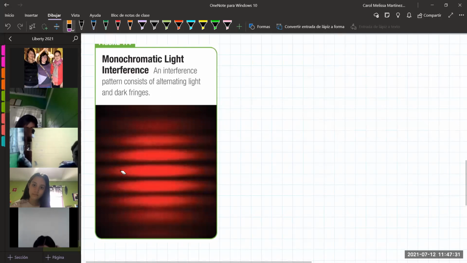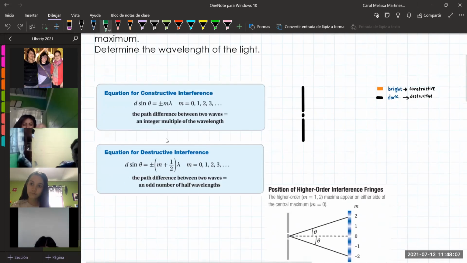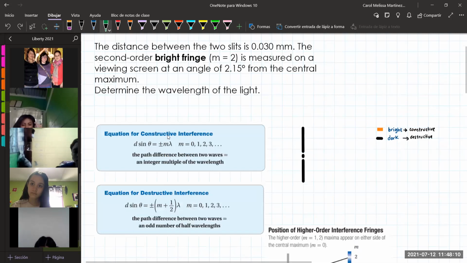And the dark spots represent destructive interference, because in the dark spots the wave is reduced, and that's why we see no light. So destructive interference, we see no light, it is dark, and when we see light we have constructive interference. So here is constructive, and in between you have destructive interference. That's very important because that will define what equation we're going to be using.